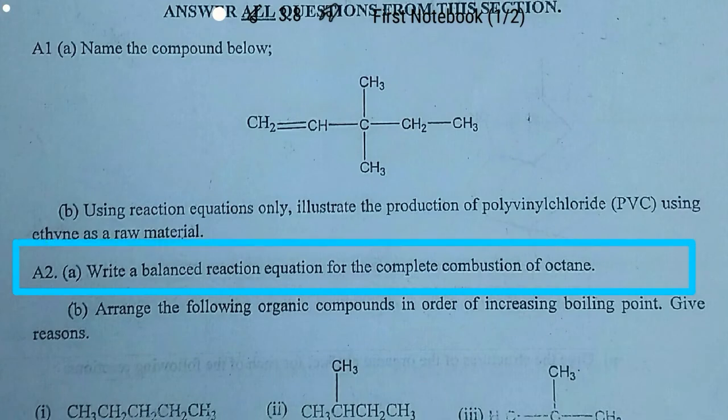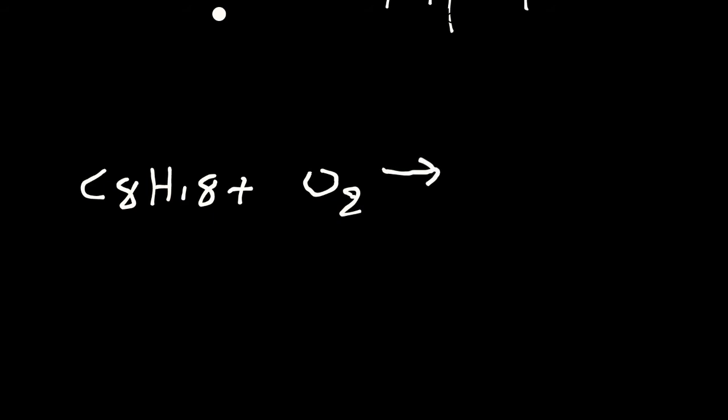Question number 2. Write a balanced reaction equation for the complete combustion of octane. Let's go to the blackboard. Octane is an alkane with 8 carbon and 18 hydrogen. So we write C8H18. We react it with oxygen because oxygen supports combustion. This gives you two products, carbon dioxide and water. All you need to do is to balance the equation.